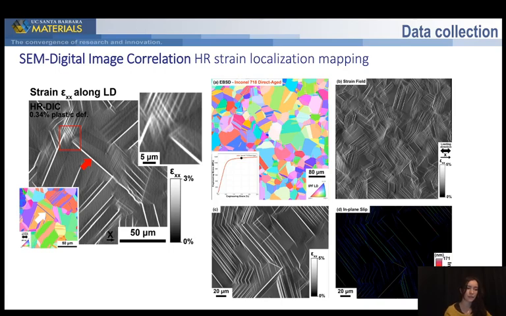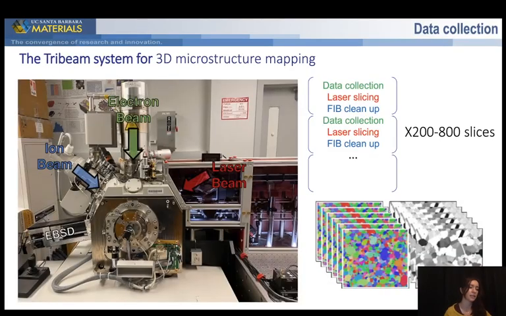Okay, so we got this DIC data on one hand, and we now need to collect our 3D microstructure data. To do so, we use the tri-beam system, which has been developed over the past decade in the Pollux group. The tri-beam consists of femtosecond laser optics mounted on a dual-beam microscope. The microscope is shown on this image, and basically it has an electron beam for imaging, as well as a bunch of other detectors, plus the laser and ion beam.